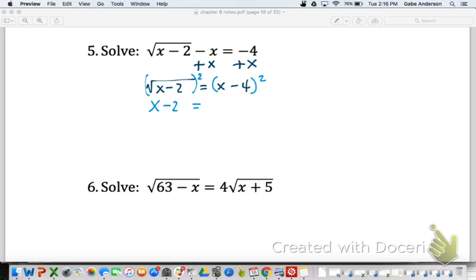Equals. Now the right side, we got some things to talk about on the right side. X minus 4, quantity squared. What do we have to do? We have to FOIL it. That's right. If you were tempted to just write, hey, x squared is x squared and 4 squared is 16, remember when you have the square of a binomial, you need to expand it and then FOIL it. Nice work. So it looks like this, x minus 4 times x minus 4.